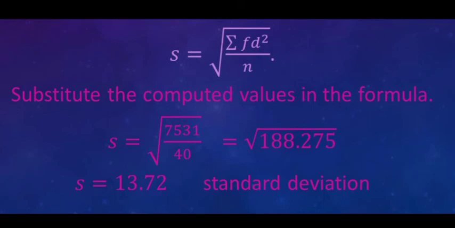Since we already found the value of the summation of fd squared, we are now ready to substitute the computed values in the formula. So the standard deviation is equal to the square root of the summation of fd squared over n, and that is equal to the square root of 7,531 divided by our n, which is 40. So that is the square root of 188.275, or that is equal to 13.72. So that is now our standard deviation.